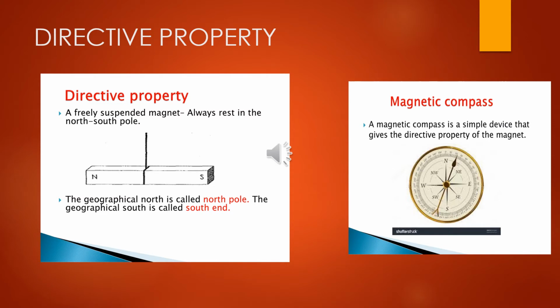So the next property is directive property. Magnets are used to show directions. If I take a freely suspended magnet, it will always rest in the north-south direction, which means the north pole will always rest towards the geographical north and the south pole will always rest towards geographical south. Now we all know about a device called a magnetic compass, which is used to show directions.